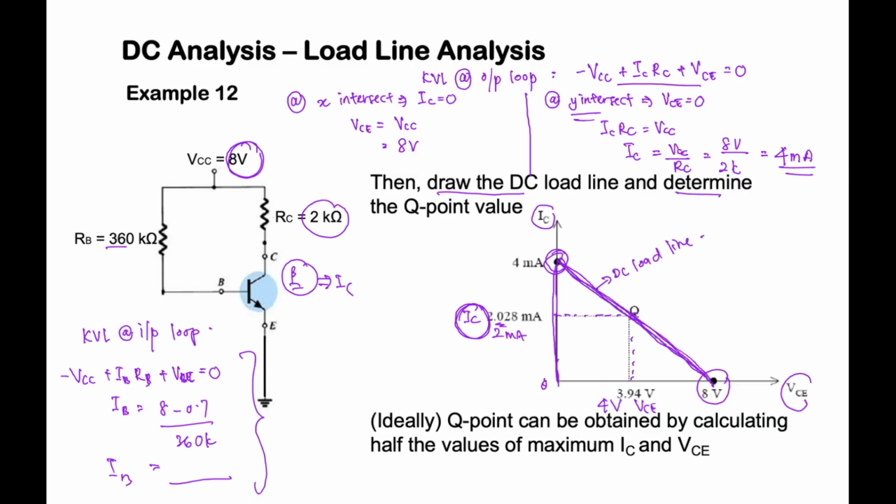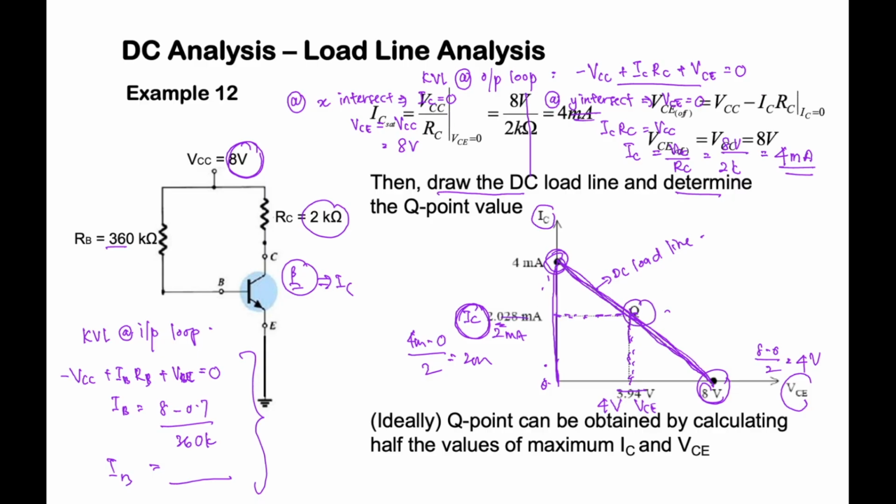Volts. For the center from 0 until 8, that is 8 minus 0 divided by 2, so you will get 4 volts. For the current, 4 milli minus 0 divided by 2, so you will get 2 milli. So we draw the straight line from 4, and this will become our Q point. So that is how to determine the Q point.